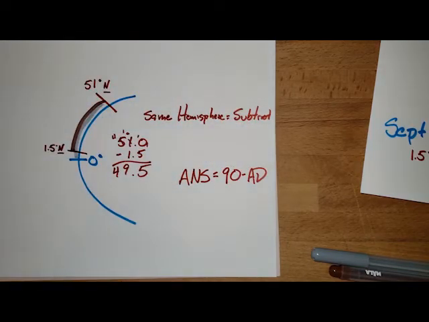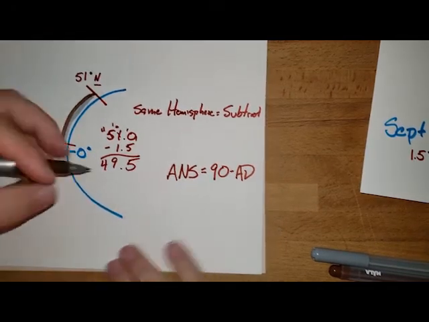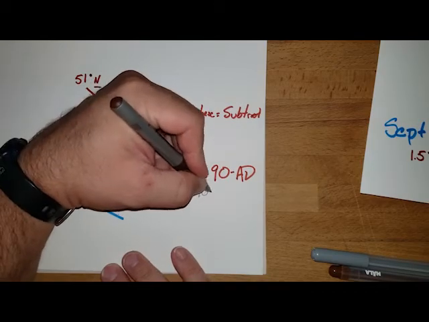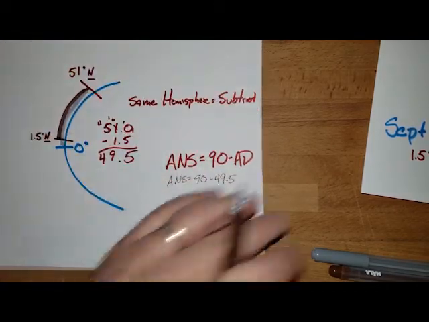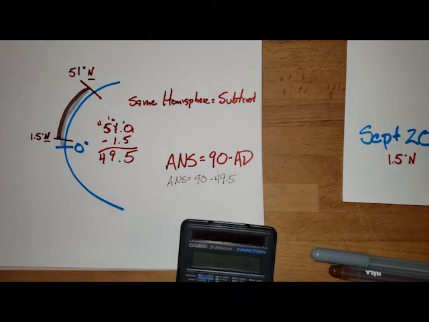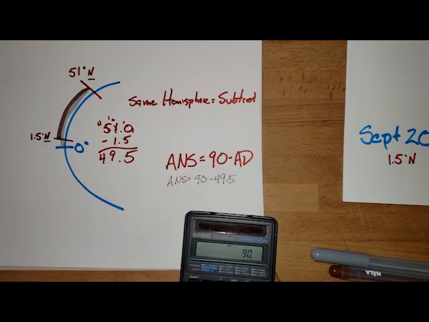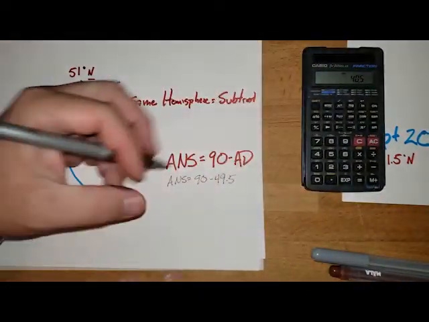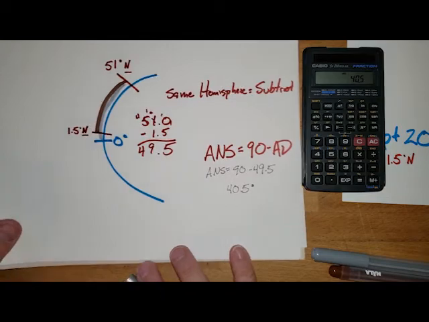So my angle of the noon sun is equal to 90 minus the arc distance. Well, what's the arc distance? I just calculated it. The angle of the noon sun is equal to 90 minus 49.5. You might be doing the math in your head, which is cool, but if I tried to, I would just embarrass myself. So 90 minus 49.5 equals 40.5.